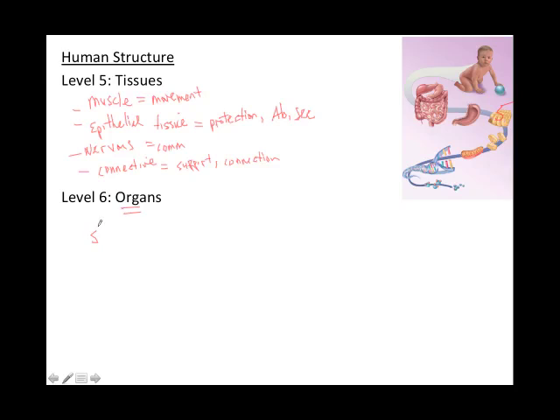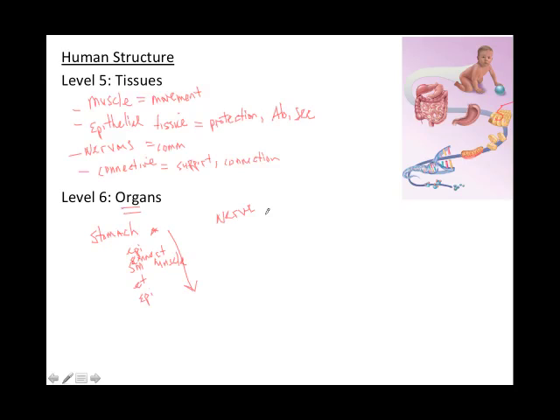So for example, if we look at the stomach, we're going to find muscle, specifically smooth muscle tissue. We're going to find a layer of epithelial tissue, and then a layer of connective tissue before we get to that smooth muscle. And then another layer of connective tissue and another layer of epithelial tissue. So if we went from the inside of the stomach to the outside, we would have epithelial tissue, connective tissue, smooth muscle tissue, additional connective tissue, and more epithelial tissue. And we also have a nerve supply that goes to the stomach.